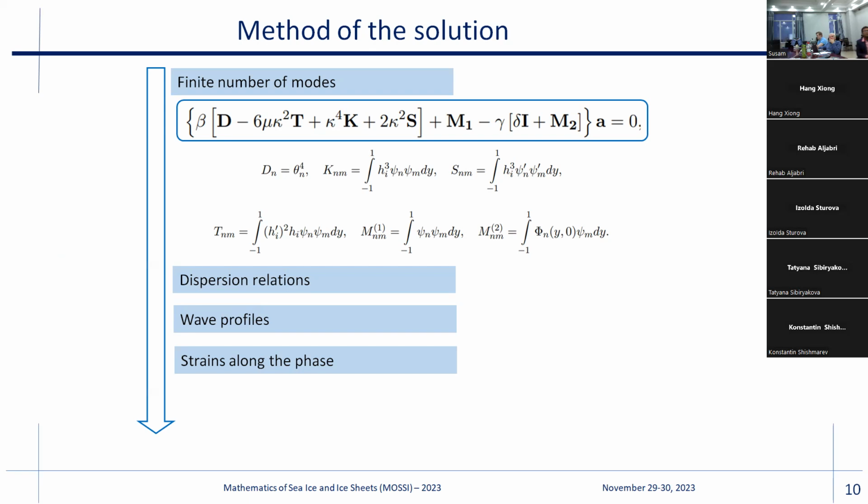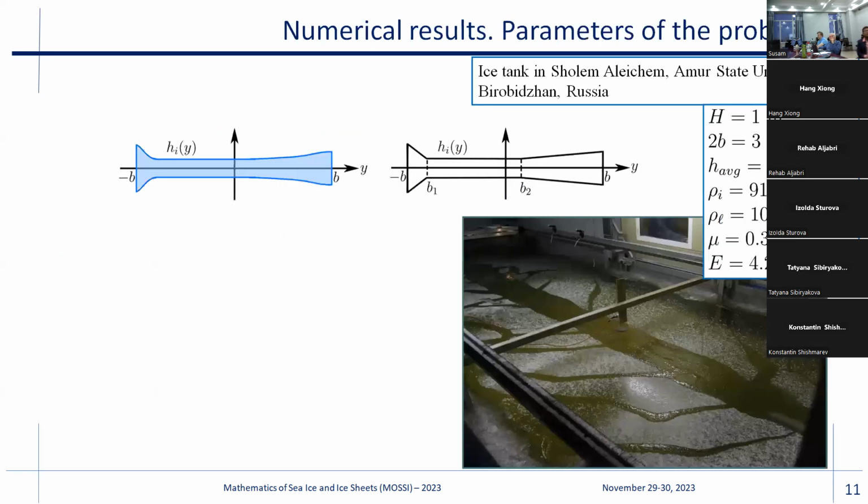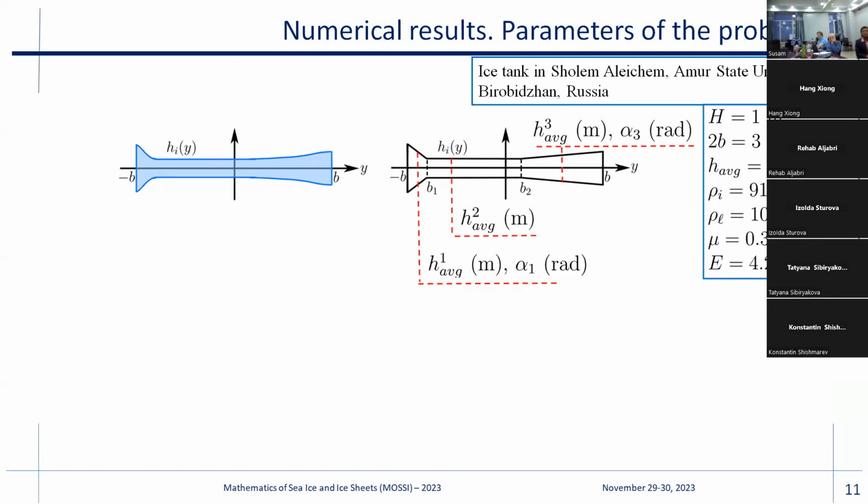Now I will show implementation of this method on one simple example. This shape of ice thickness is considered with such a linear piecewise approximation of this shape. All parameters used in our calculations were equal to the parameters of the experimental ice tank shown on this slide. Even for this simple piecewise linear approximation, there will be many input parameters.